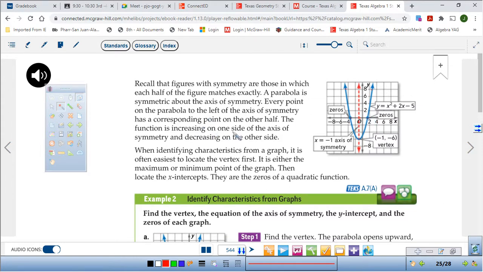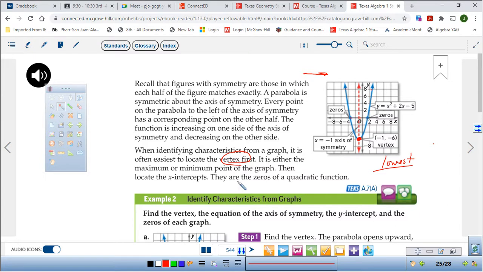The function is increasing on one side of the axis of symmetry and decreasing on the other side. So here, if you look at this, as you read it from left to right, it's going down, but then when it gets here, it goes back up. That's what it means by that. When identifying characteristics from a graph, it is often easiest to locate the vertex first. So the vertex, I'm going to show you how to get that vertex. Remember, that vertex is also your lowest point, slash your minimum. That is also your highest point if it goes up, slash your max. You have to kind of be able to read it, right? It is either the maximum or minimum point of the graph.